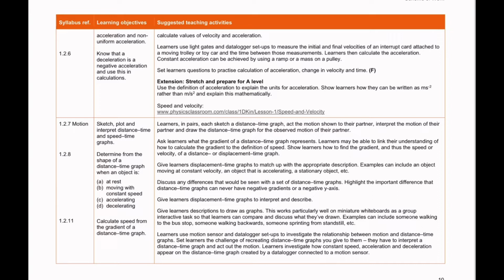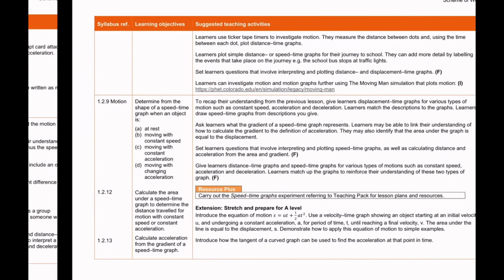Key concept 1.2.7 Motion. Learning objectives. Sketch, plot, and interpret distance time and speed time graphs. Determine from the shape of a distance time graph where an object is: A, at rest; B, moving with constant speed; C, accelerating; D, decelerating. Calculate speed from the gradient of a distance time graph.